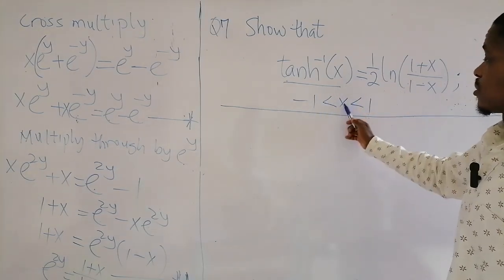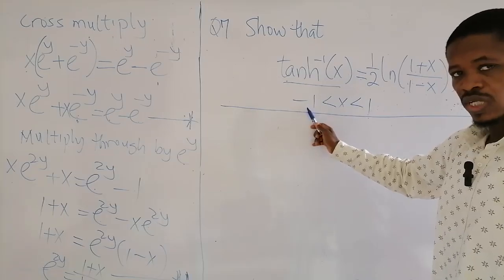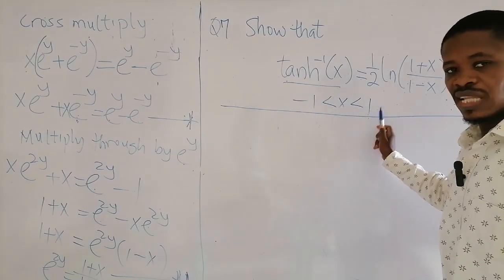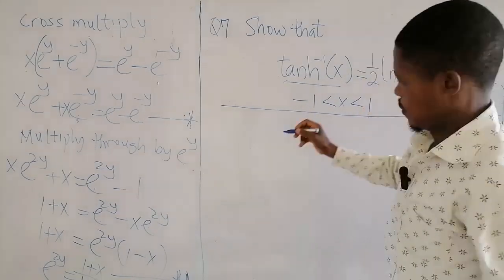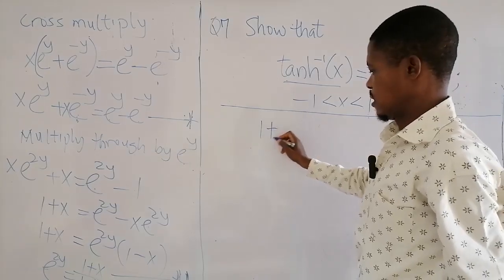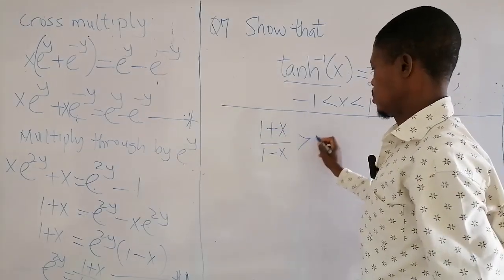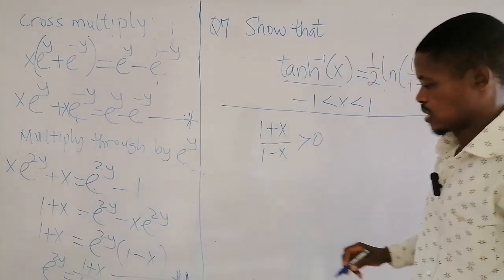And if you look at the domain we have here, minus 1 less than x less than 1, it shows that x is greater than minus 1 but it's less than 1. So that shows that on the domain, we realize that this fraction is greater than 0. So we can now continue.